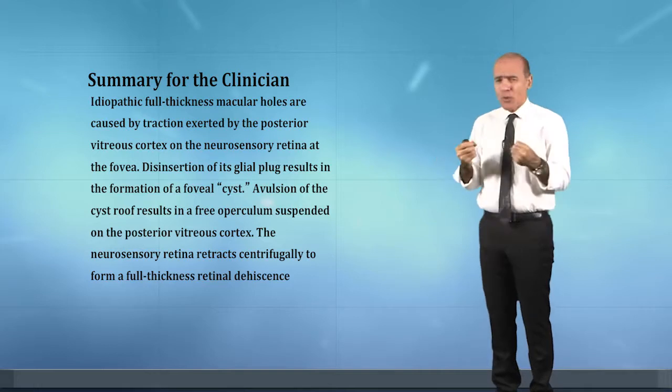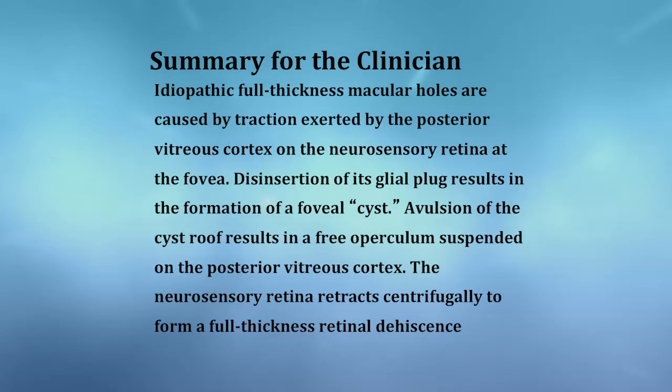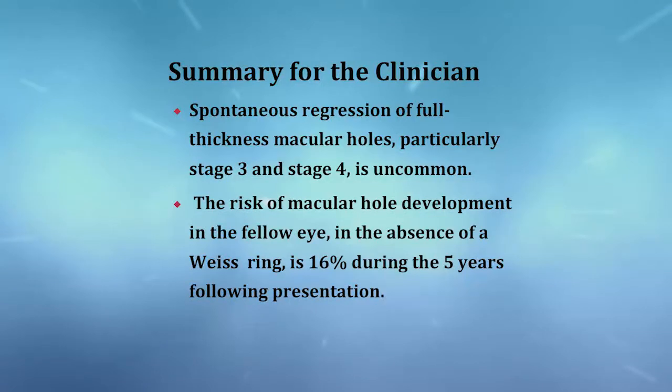The summary, which I want you to keep in mind, is that idiopathic full thickness macular hole is caused by traction exerted by the posterior vitreous on the neurosensory retina at the fovea. Disinsertion of its glial plug results in formation of a cyst. Avulsion of the roof of the cyst, or the operculum, leads to a macular hole. The neurosensory retina retracts centrifugally to form a full thickness retinal dehiscence. This is the pathology. Spontaneous regression can occur in 10% of holes, so follow-up is important.